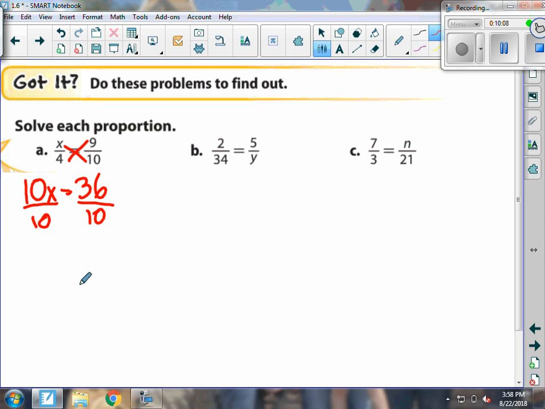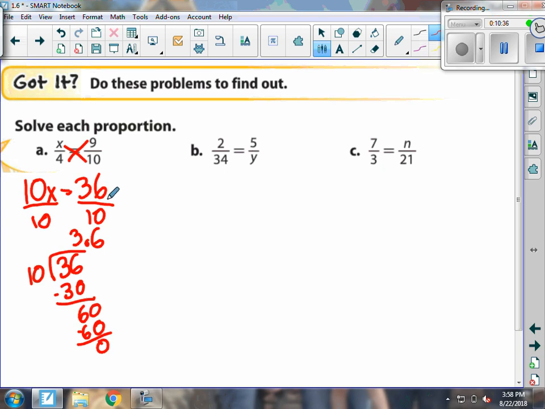36 divided by 10. I know that when I'm dividing by 10, I'm really just moving my decimal one place to the left. But let's work this out so you can see that as well. How many times does 10 go in 36? It goes in 3 times. So I'm going to subtract 30, and I have 6 left over. 10 doesn't go into 6, so I'm going to add a decimal and a 0. How many times does 10 go into 60? 6 times.